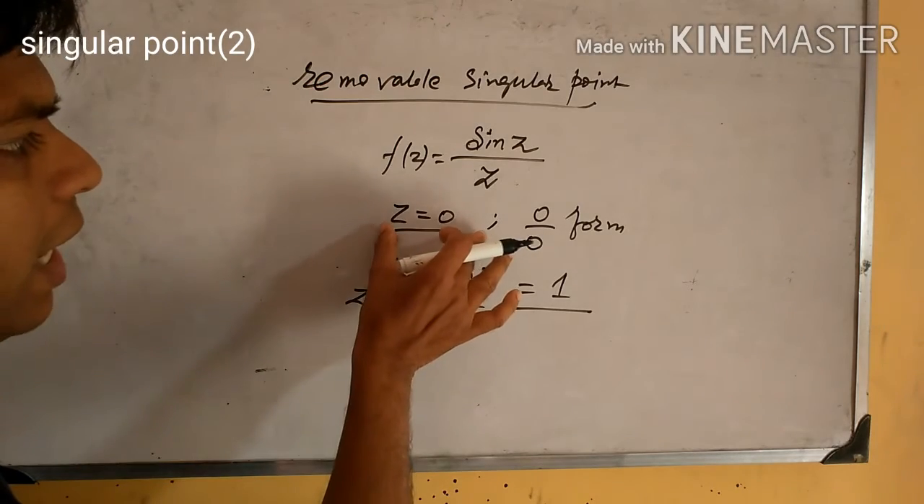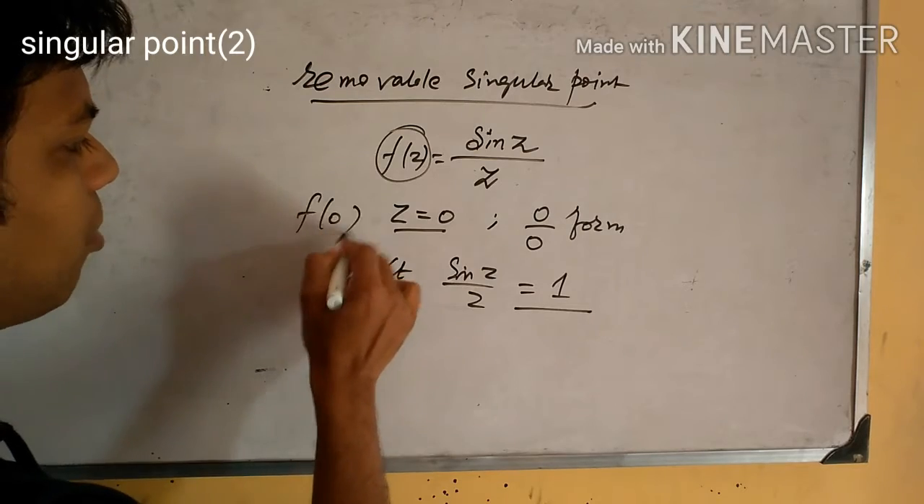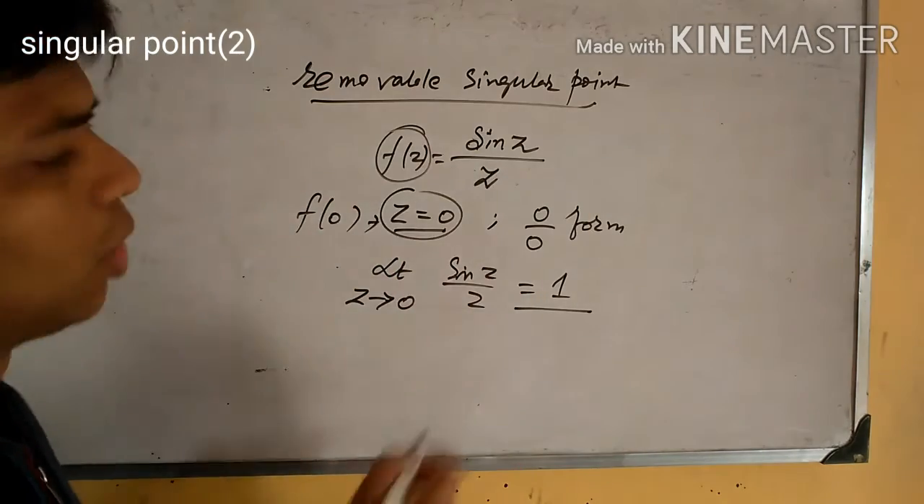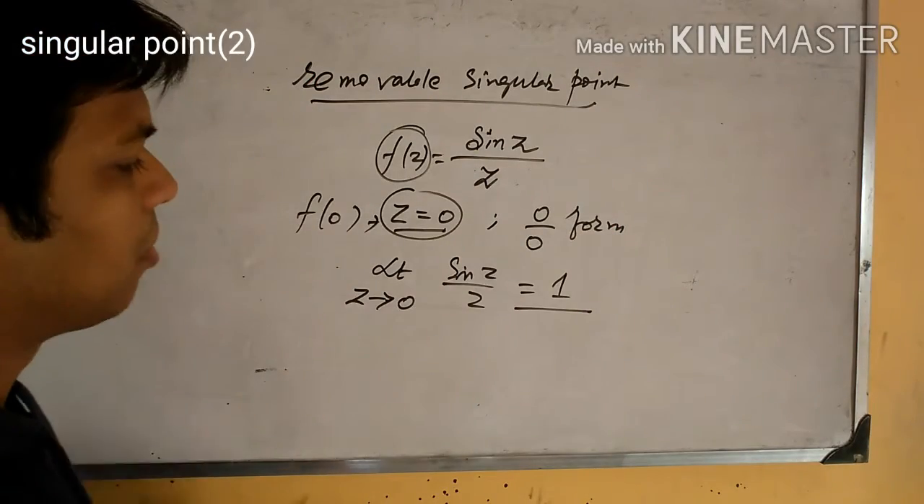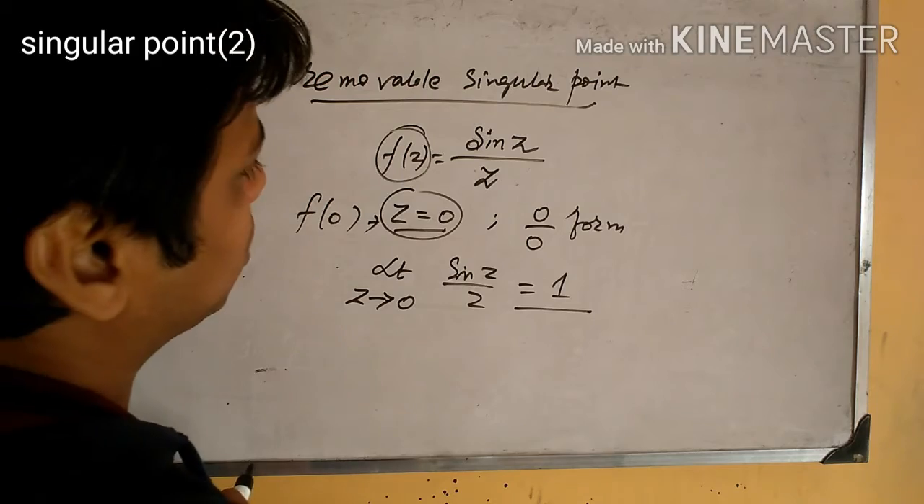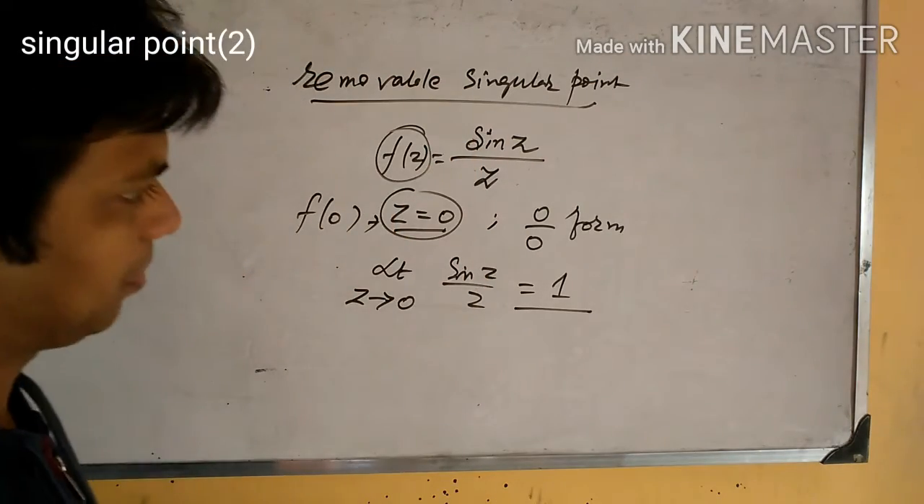If we put directly, this is f of z, so this is f of 0. Putting z equals 0 in place of z, we get an undefined result. But if the limit is taken, we get a finite result. So z equals 0 is a removable singular point.